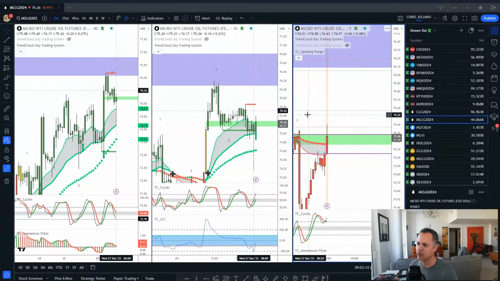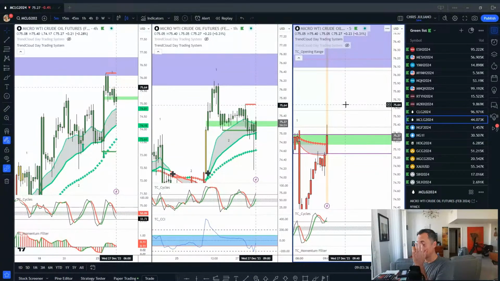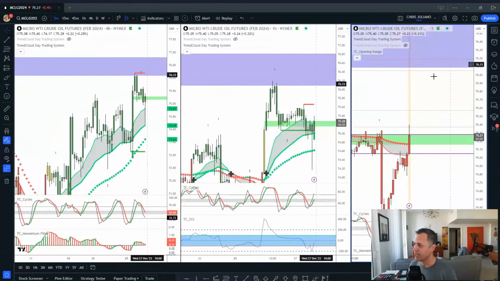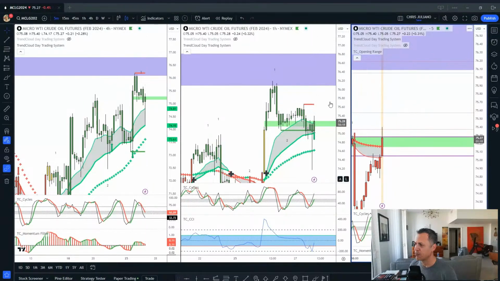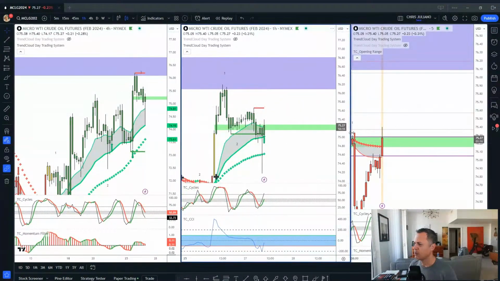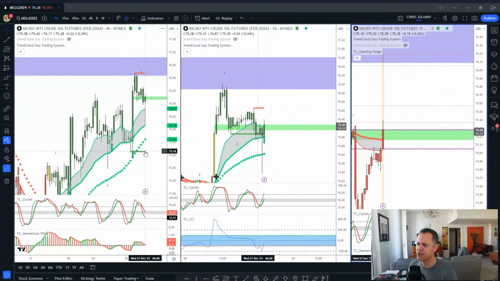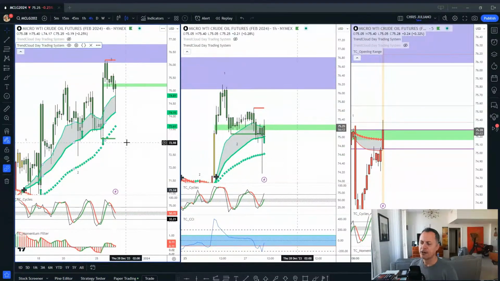I'm looking at micro crude here right now, and we are forming the opening range breakout on the micro crude. So let's just take a look real quick at the trend. We've got an upward trend on the high time frame. Okay, we're using the 4-hour chart because we're in the futures market here. So we've got the 4-hour chart.